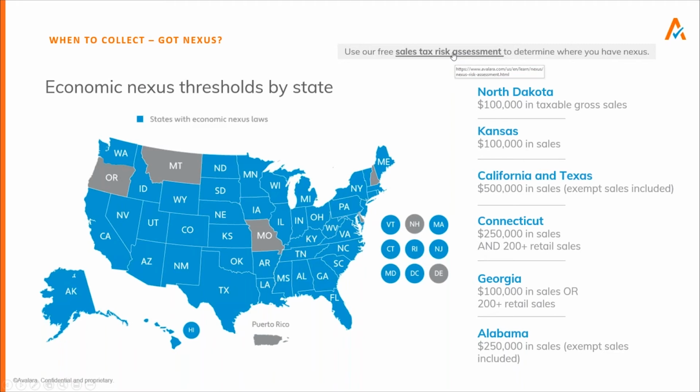So think about sales for resale, sales to the federal government, sales that are typically exempt from the tax. And then in Connecticut, it's $250,000 in sales and 200 plus retail sales. Whereas in Georgia, it's $100,000 in sales or 200 retail sales. So that means that in Connecticut, if you have large dollar item sales, then you might not hit that threshold until you get past that 200 transaction count.